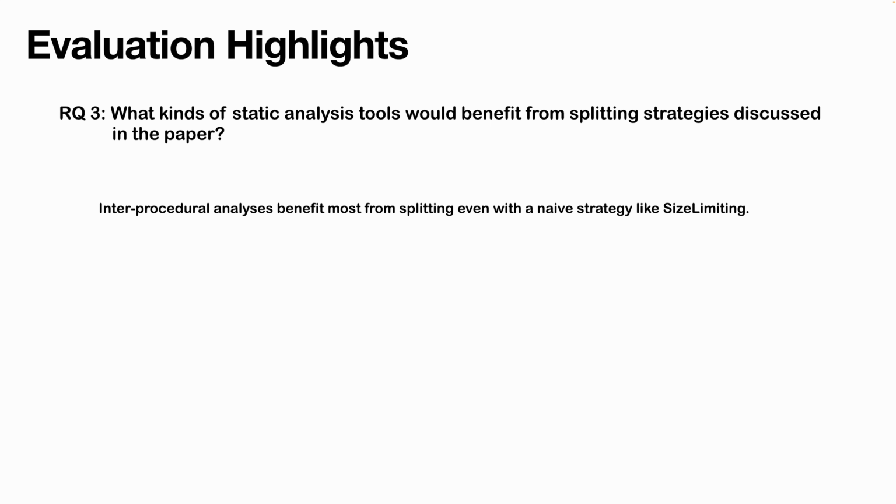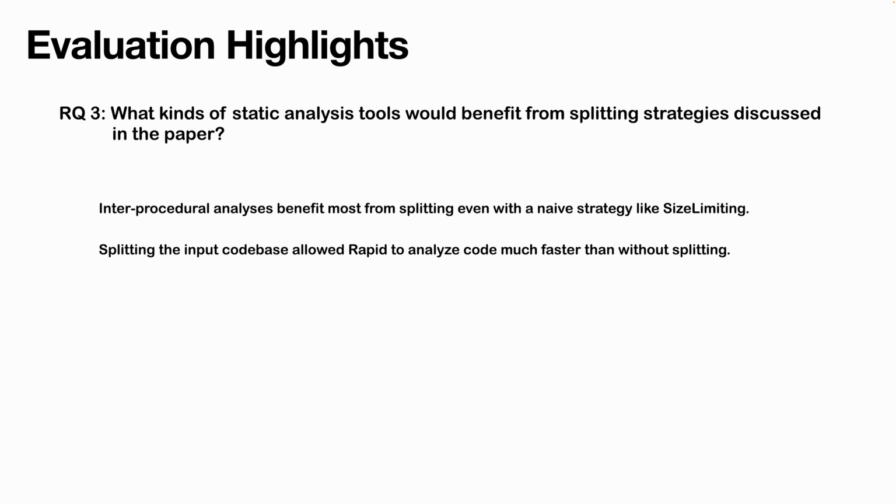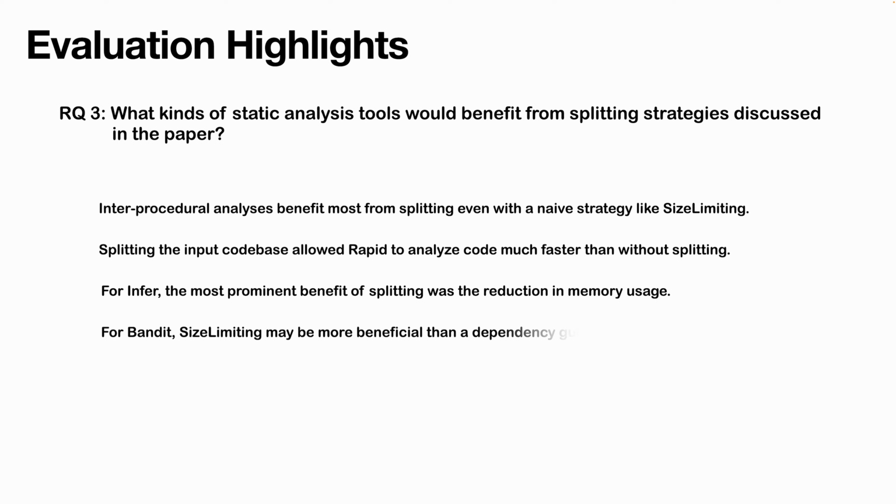Interprocedural analyses benefit the most from splitting, even with a naive strategy like size limiting. For example, splitting the input code base allowed Rapid to analyze code much faster than without splitting. Whereas for Infer, the most prominent benefit of splitting was the reduction in memory usage. Our experiments also show that for inexpensive linter-like or intra-procedural analysis such as Bandit, size limiting may be more beneficial than dependency-guided splitting strategy like SplitMerge.